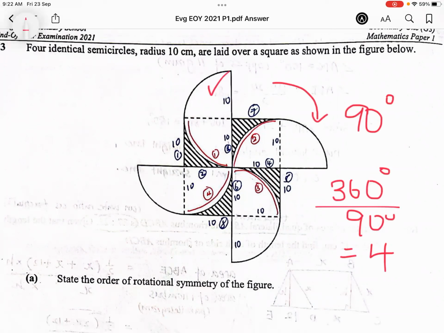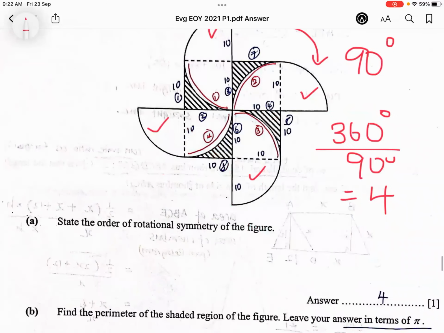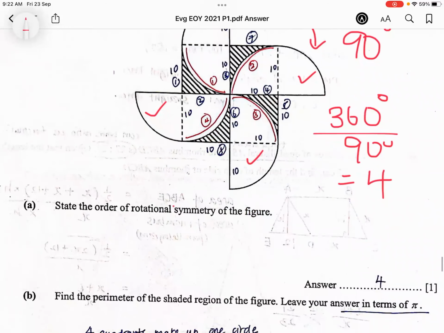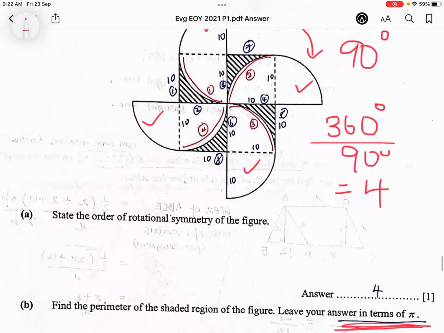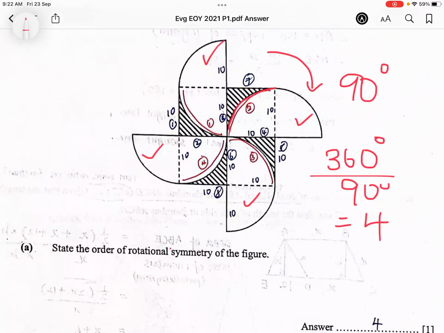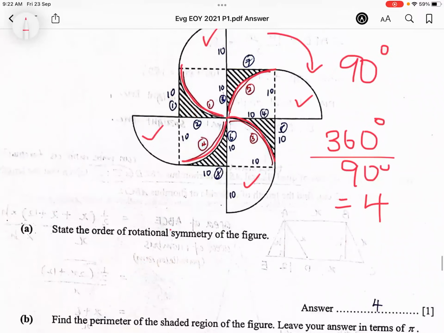Alternatively, I've got one plate, one fan, one blade, two blades, four blades, total 4. So of course there are 4 sharp corners, right? Rotate, you will get rotational symmetry of order 4. Okay. Then next one, to find the perimeter of the shaded region in terms of pi. For the perimeter of the shaded region, I need the arc. This is 1 quadrant, 1 quarter, 2 of a quarter, 3 of a quarter, 4 of a quarter. So in total this forms 1 full circle.